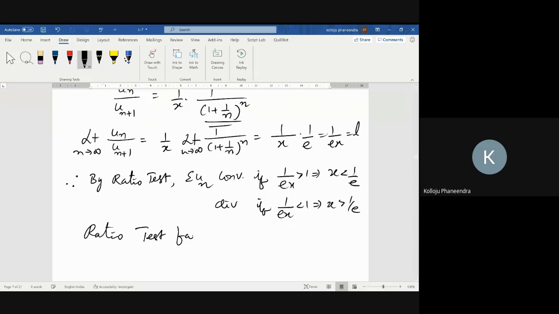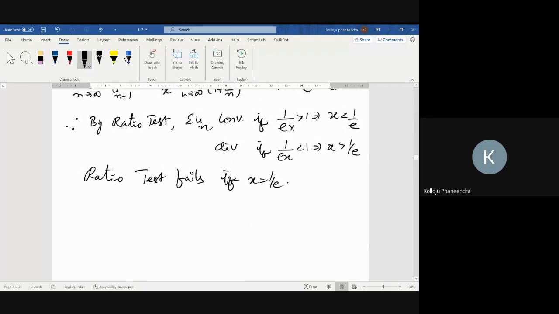The ratio test fails if x equals 1 by e. Now, when x equals 1 by e, what is the nth term? The nth term is n to the power of n, x to the power of n.